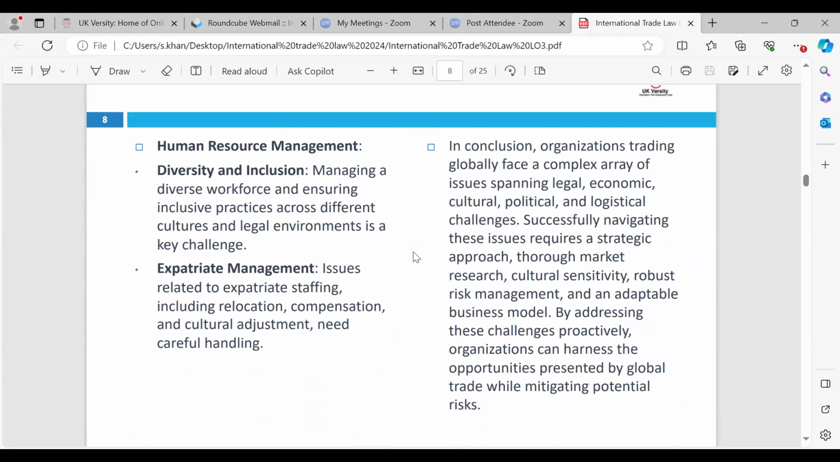Expatriate management: issues related to expatriate staffing, including relocation, compensation, and cultural adjustment, need careful handling. If someone wants to repatriate, or if you want to relocate someone, you need to bear in mind that you have to identify these changes to put in place, because they have to adjust culturally to the country. They may need staffing and relocation compensation for relocating to a different country.